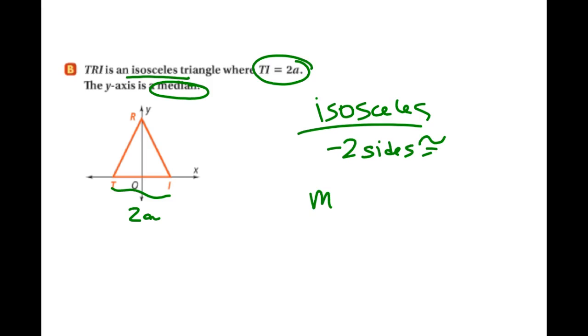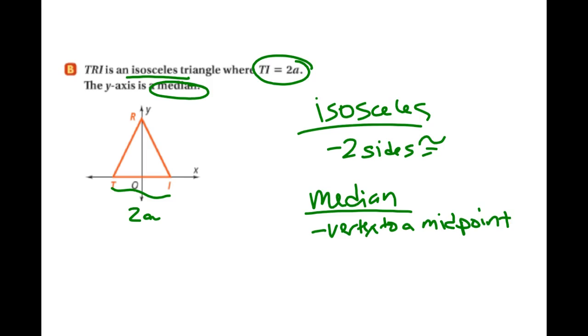And then I think about medians. Medians go all the way back from chapter 5, and they connect two things. They connect a vertex to a midpoint. And using these two pieces of information, I should be able to find my three ordered pairs pretty easily. If I notice right away, T and I are on the x-axis, which means they didn't go up or down, so I know that T is going to have a y value of 0, as is I.